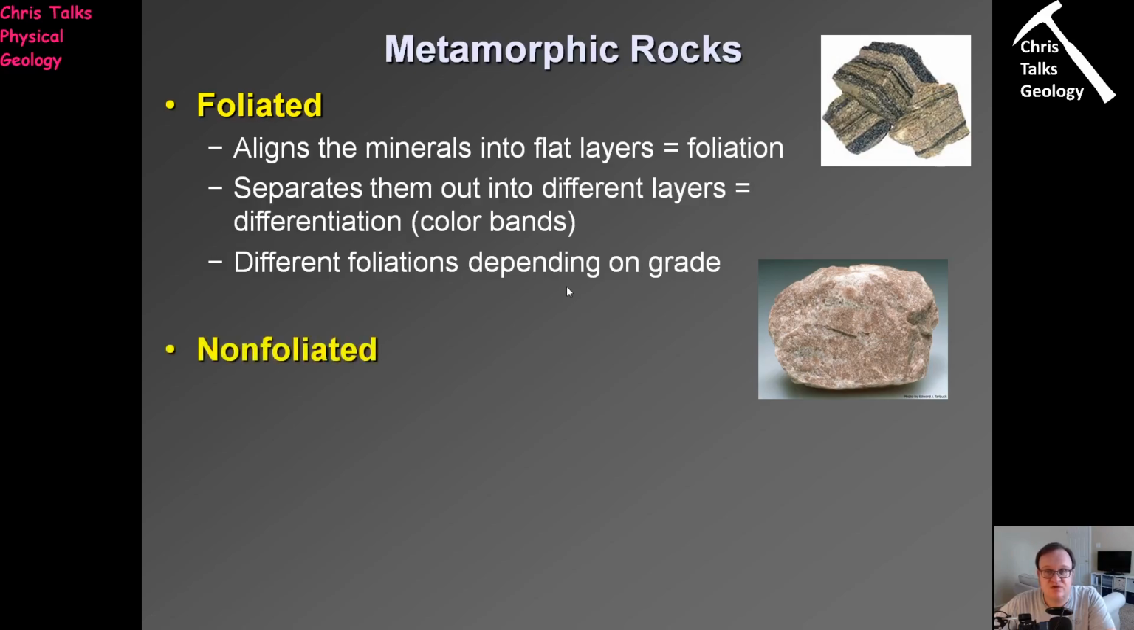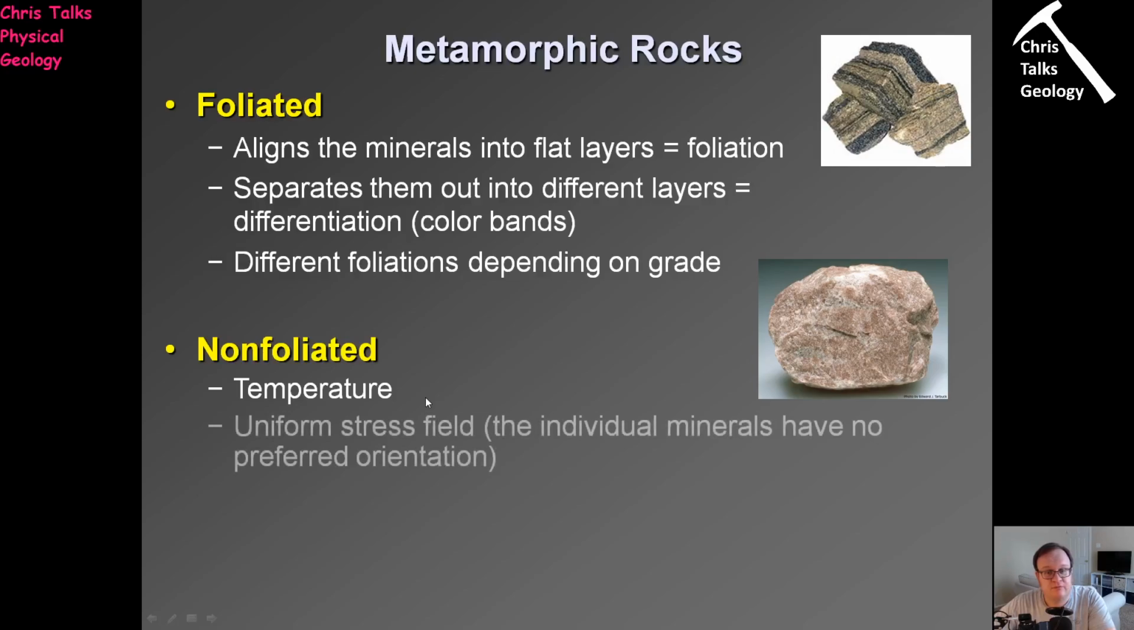Then we have a class of rocks called non-foliated rocks, and you'll be shocked to hear that non-foliated rocks do not have aligned minerals, and therefore they do not have a layering to them. Now, non-foliated rocks tend to be more associated with upper crustal environments where the pressure is a bit lower, and they tend to be associated with contact metamorphism. In the case of non-foliated rocks, we assume that the stress is uniform, so it's coming from all directions.